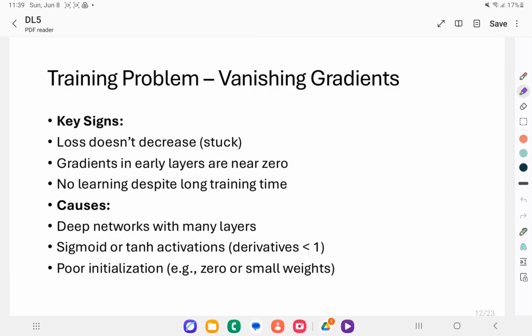disappears, becomes zero. As a result, all early layers in the network stop learning, as they are barely getting any signal back. You'll notice that the loss barely changes across epochs, and sometimes the model outputs get stuck or remain uninformative.